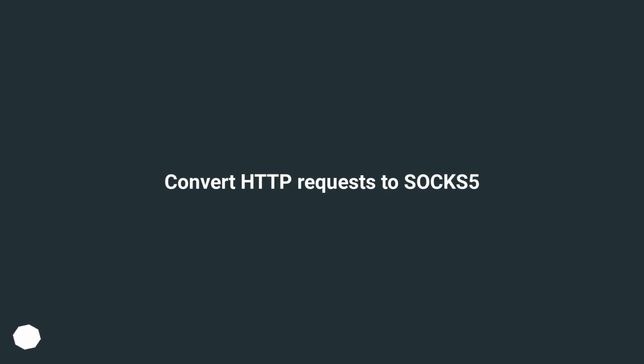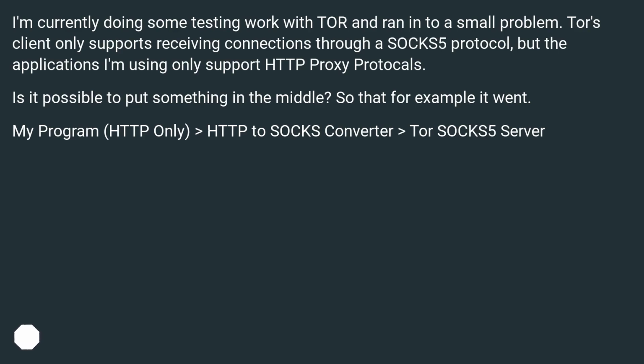Convert HTTP requests to SOCKS5. I'm currently doing some testing work with Tor and ran into a small problem. Tor's client only supports receiving connections through a SOCKS5 protocol, but the applications I'm using only support HTTP proxy protocols. Is it possible to put something in the middle? So that, for example, it went my program, HTTP only, > HTTP to SOCKS converter > Tor SOCKS5 server.